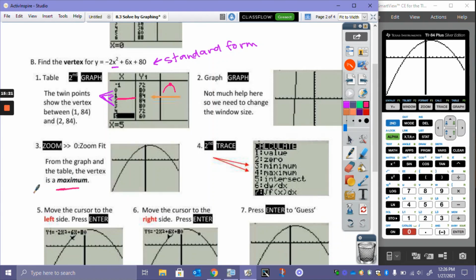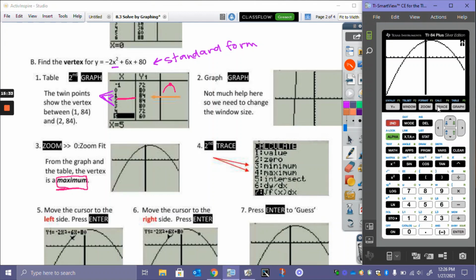Okay, now we want to find our maximum because we know we're looking for a maximum. That's why you need to know the difference between finding the maximum and the minimum. So now we hit second trace, and now we can use these maximum and minimum buttons depending on what we're looking for. And in this case, we're looking for a maximum. So hit 4. All right, notice it says the left bound.